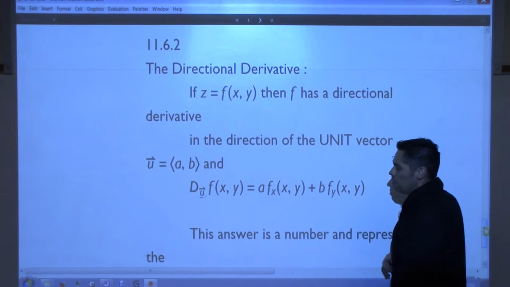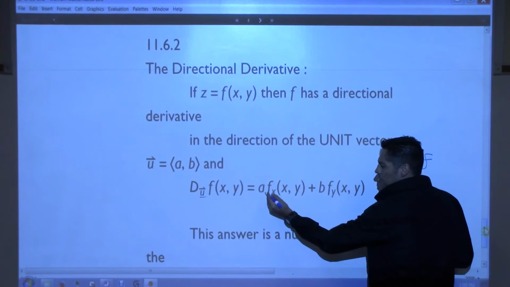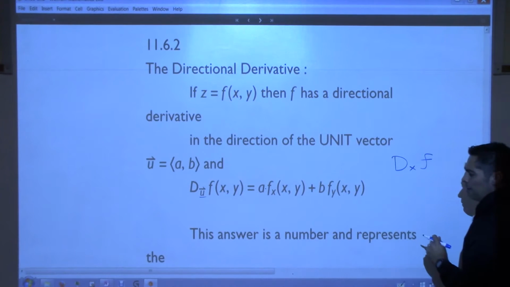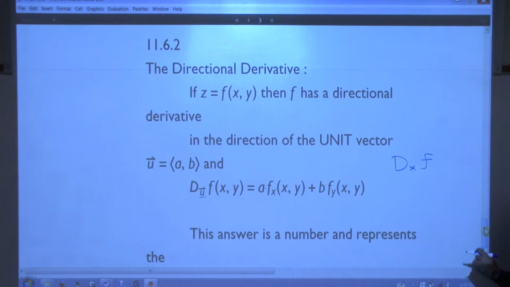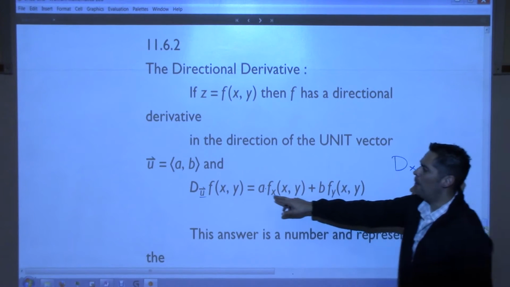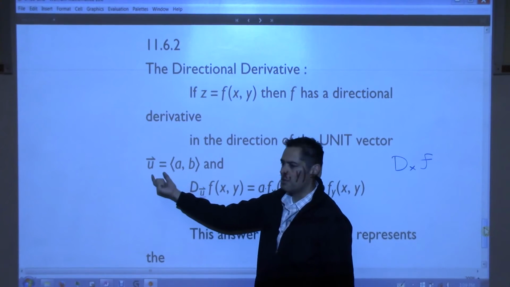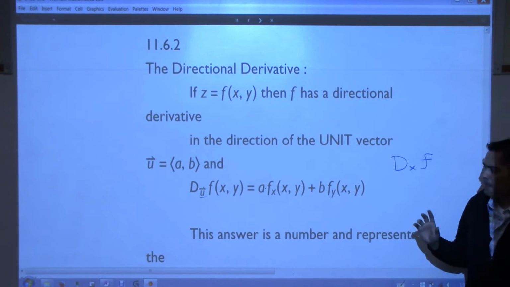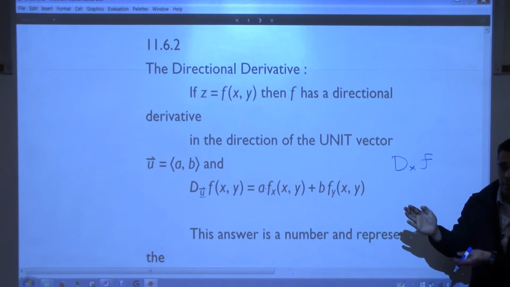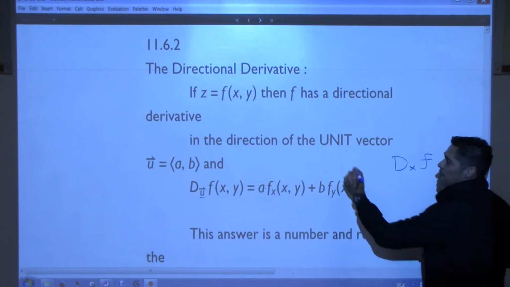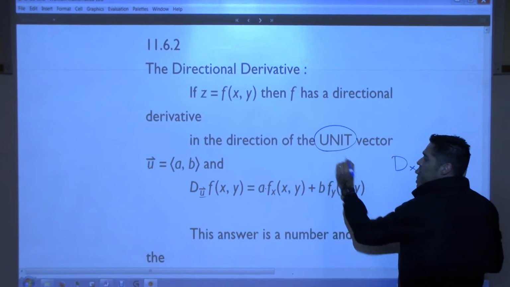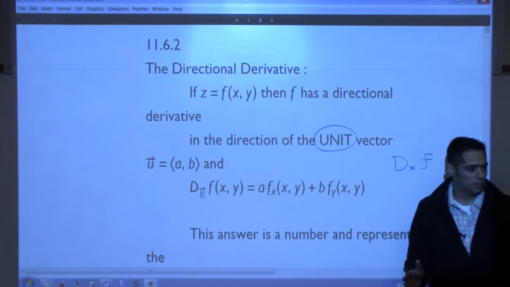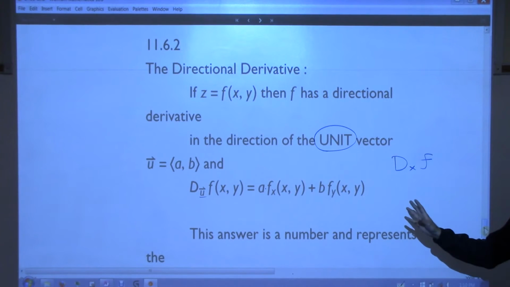It will be equal to a times the partial of f with respect to x, plus b times the partial of f with respect to y, where a and b are the components of the vector in the direction we're pointing. So we just need to know what direction to point in. But there's one huge thing you have to be careful with. The direction vector that you use for this formula, the u, must be a unit vector. It has to be a unit vector for this formula to work.